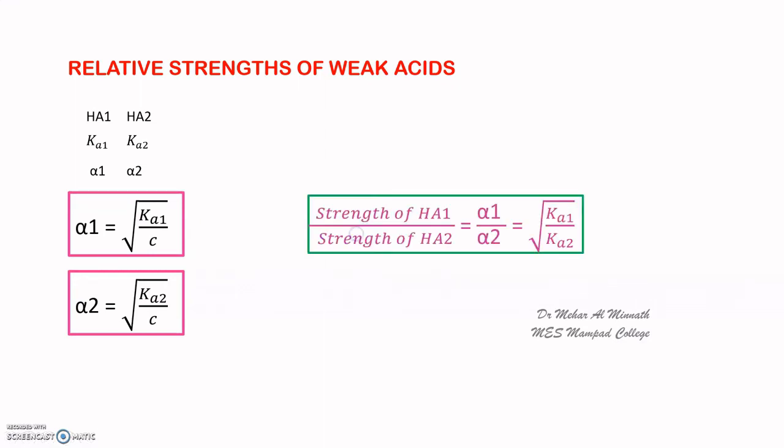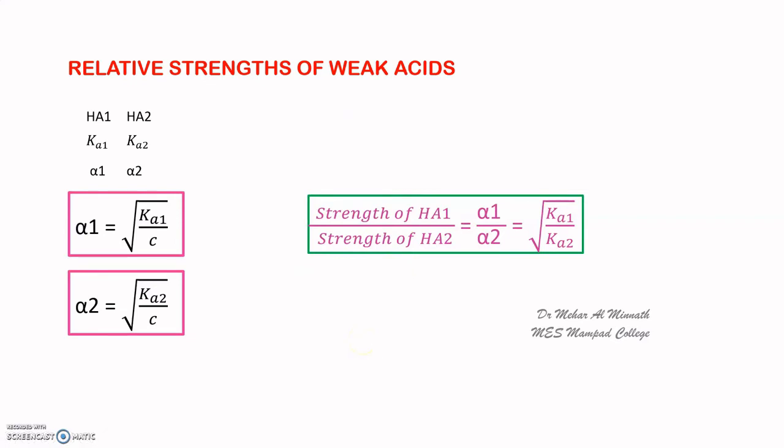The ratio for the strength of HA1 to HA2 will be equal to alpha 1, the degree of dissociation of 1, by the degree of dissociation of 2, which is equal to the root of the dissociation constant of 1 divided by the dissociation constant of 2. So this is the equation for the relative strength of weak acids.